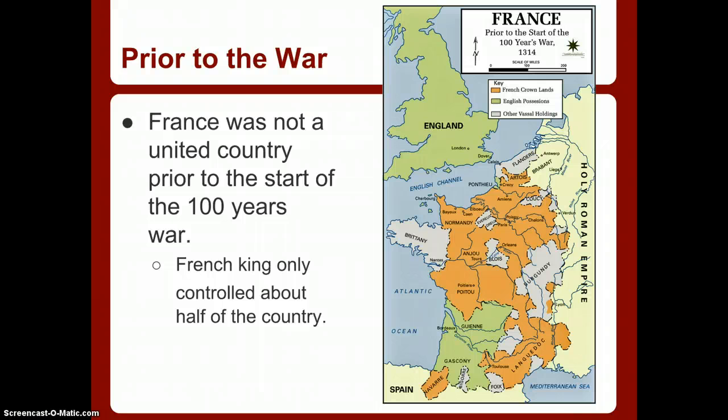Now prior to the war, France was not a united country. The French king only controlled about half of the country. If you take a look at this map right here, feel free to pause this at any time, but France today goes far more east than what you see here. The land that the actual French king owned, or the French monarchy, would be everything in orange here. English possessions are going to be in green, okay? And there are other vassal or noble holdings throughout this region.